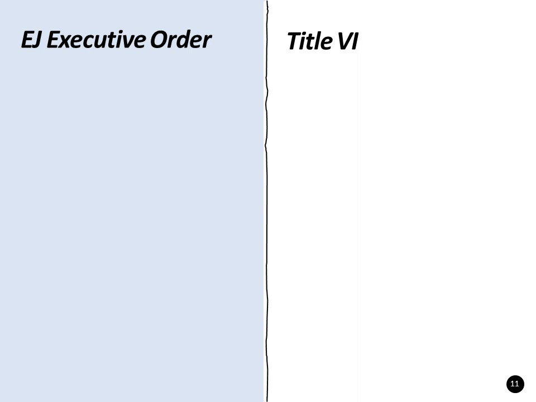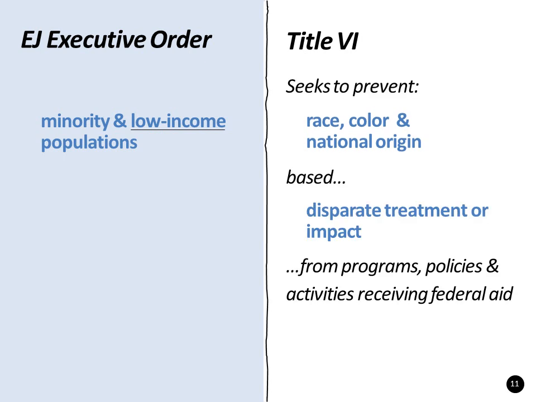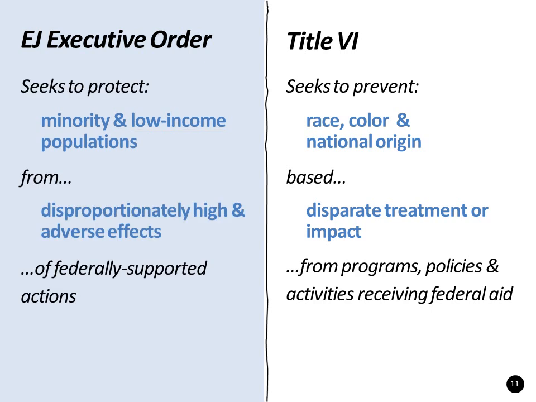Let's take a look at the similarities and contrast of the Environmental Justice Executive Order and Title VI. While both address non-discrimination and minority populations, Title VI does not address low-income populations, as does the Executive Order. The Title VI concern is the potential for disparate treatment or disparate impact discrimination associated with programs, policies, and activities receiving federal aid. Under the executive order, our focus is on disproportionately high and adverse effects of federally supported actions.